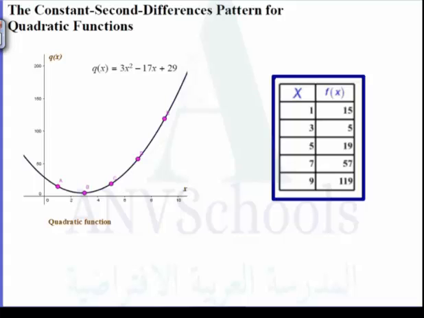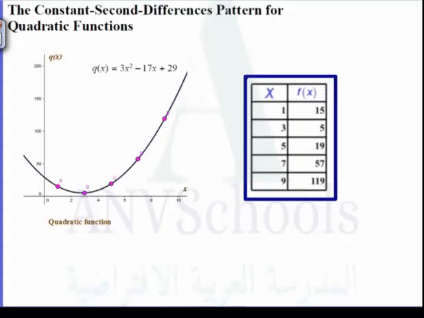And lastly, if x is equal to 9, then f of x is equal to 119, as represented by the points on the locus of this parabolic curve, on the locus of this quadratic graph. So A represents 15, B 5, C 19, 57 for D, and E 119. Now we are about to get the second difference pattern for quadratic functions. So let us first start with the x values.